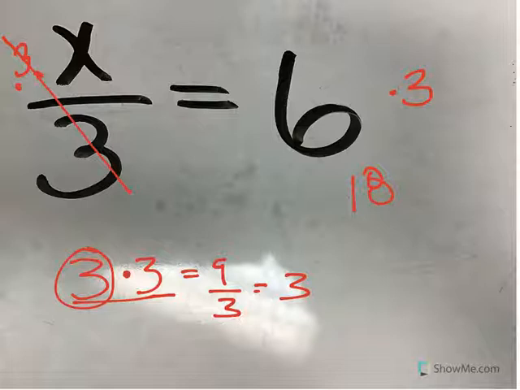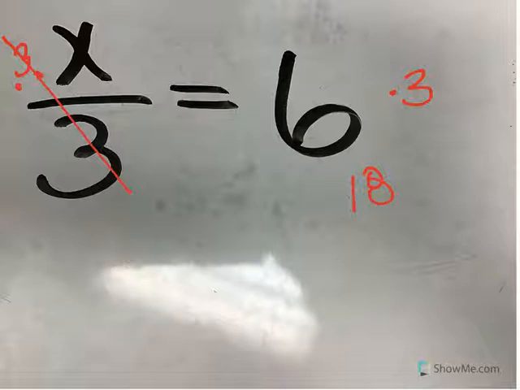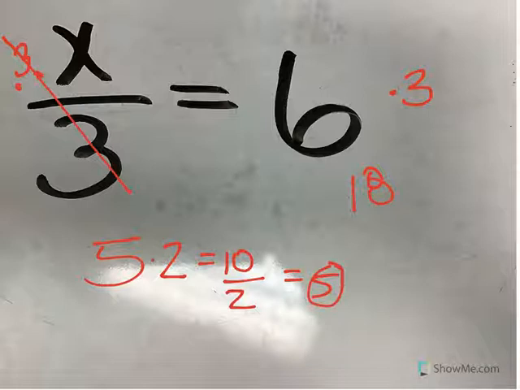Let's do one more example. Let's pick 5. What's 5 times 2? That's right, 10. 10 divided by 2 goes back to 5. So why am I showing you this? Again, if I'm dividing by 3 and I multiply by 3, those numbers cancel out.